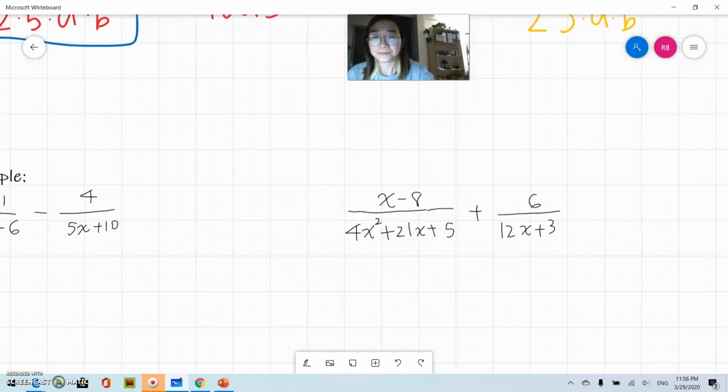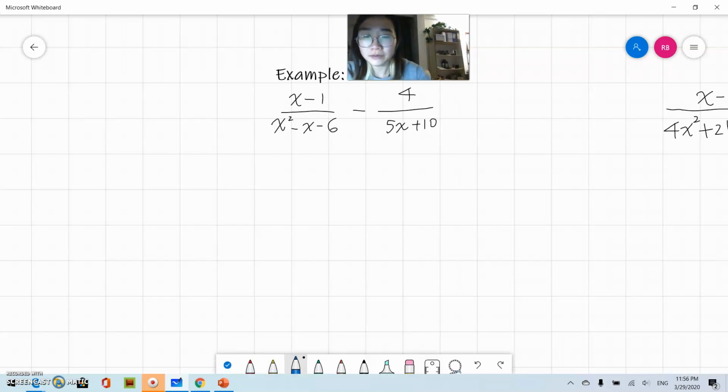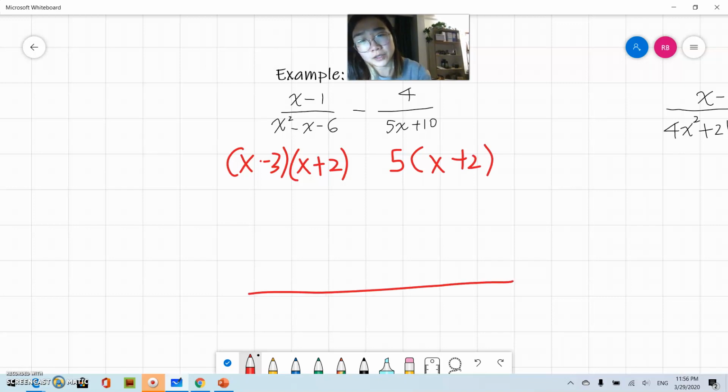Okay? And what do you do when you have polynomials, not just those monomial expressions? Well, the first step is just like how we found the LCM. We need to first factor. So this one is x minus 3 and x plus 2. And this one, I need to factor out the GCF, which is 5, x plus 2. And that's all it is. So then, the common denominator for these two would be 5 times x plus 2 and x minus 3.